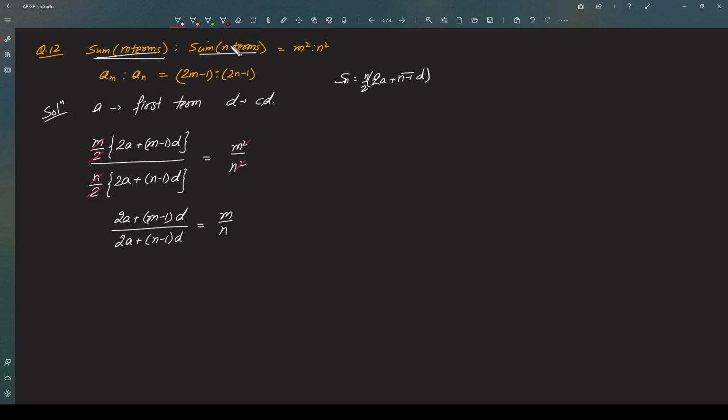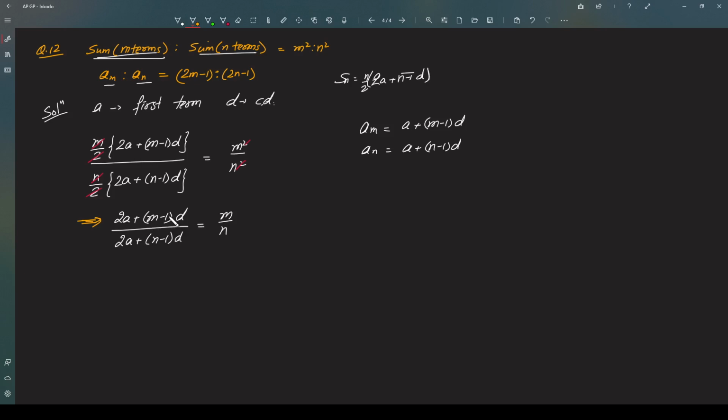Remember, what do you have to find? You have to find the ratio of the mth term and the nth term. So what will be the mth term? It will be a plus m minus 1 d. And what will be the nth term? It will be a plus n minus 1 d, right? But now if you see this, what is the problem here? Instead of a plus m minus 1 d, you have 2a plus m minus 1 d, right? So that is the problem.